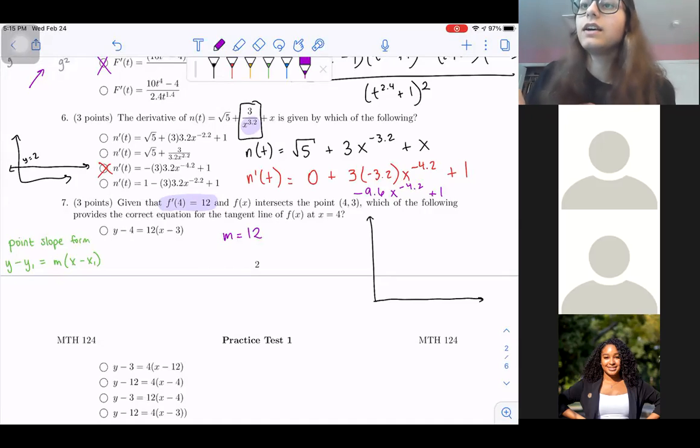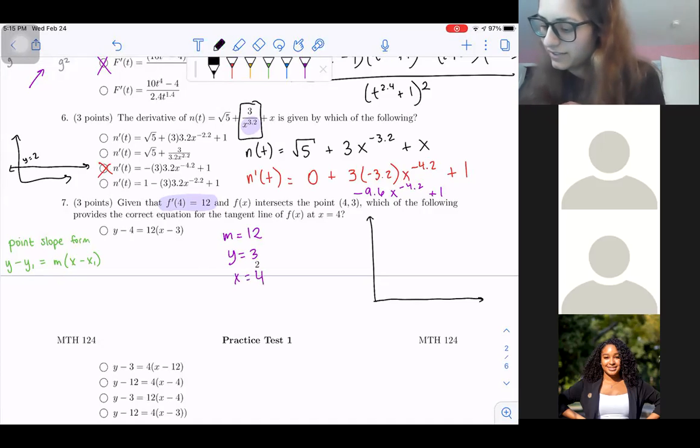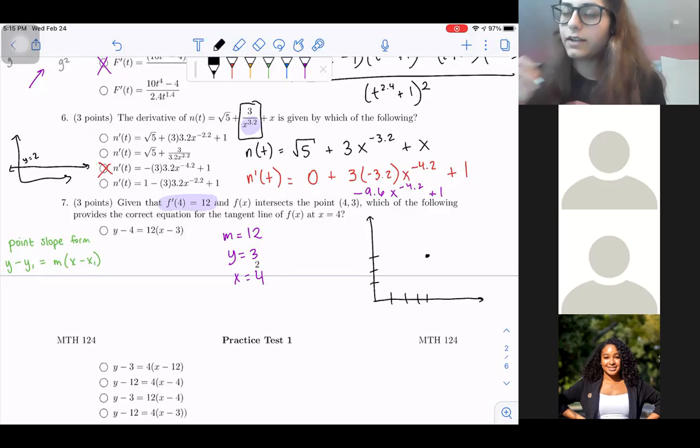And so in that case, I know that when I figure out my equation for that line, I can use those points, y equals 3 and x equals 4. So I said I was going to graph it. I should go do that. Okay, so we have 4, 1, 2, 3, 4, and 3, 1, 2, 3. So we know that it intersects this point right here.